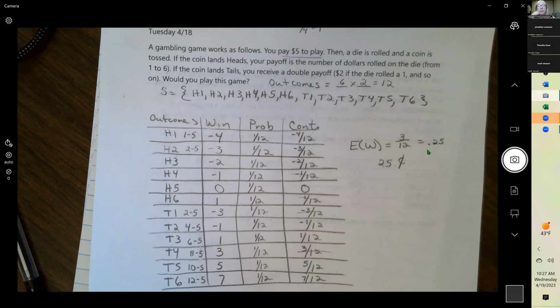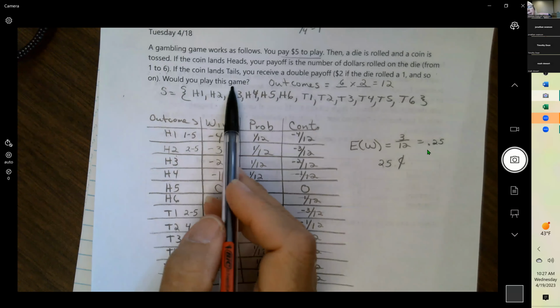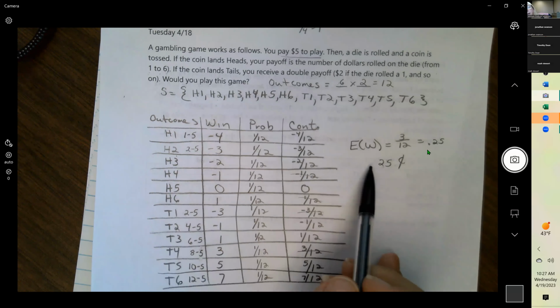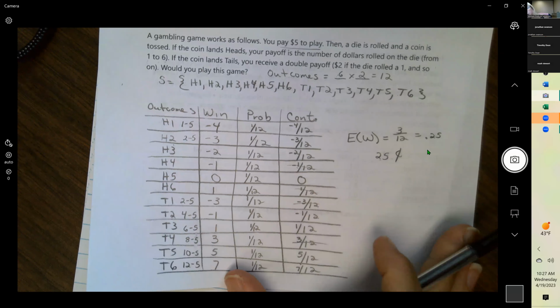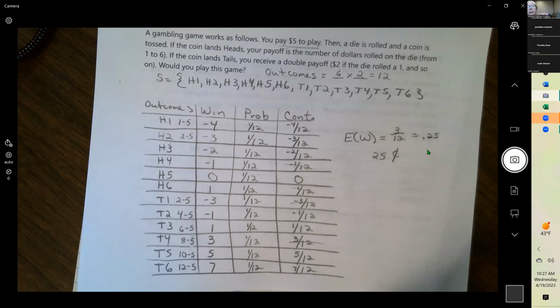However, if you're unlucky and you keep tossing heads, you could lose a lot before you start winning. Any questions on that? So it's up to you. Make sure you do explain, would you play this game? It's up to you, but this is saying if you play it several times, you win 25 cents per game.